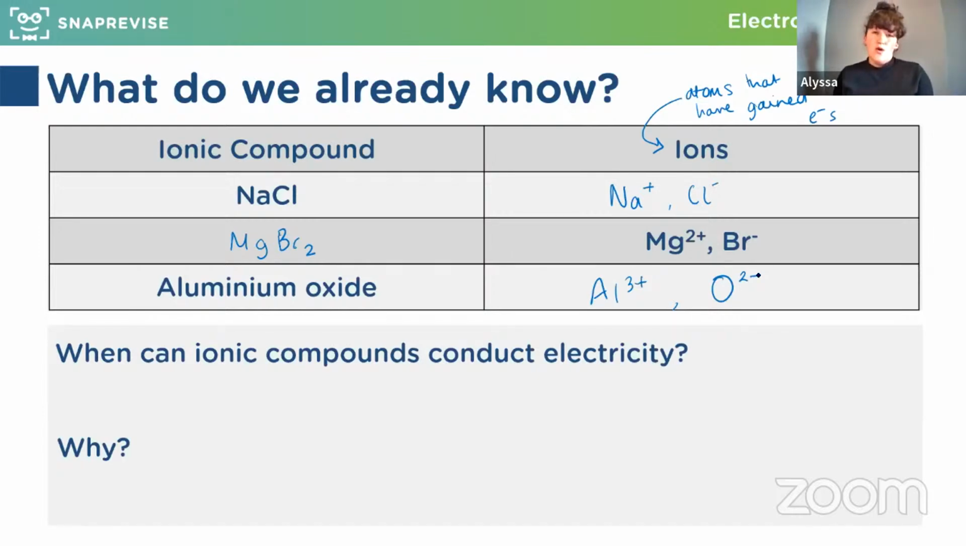Okay, something that you also need to be aware of from previous in the GCSE syllabus is when can ionic compounds conduct electricity? Because ionic compounds are weird, they can't always conduct electricity. Metals always conduct electricity. Ionic compounds don't always conduct electricity. When can they? When can't they? And why is this? Do we know why this is?